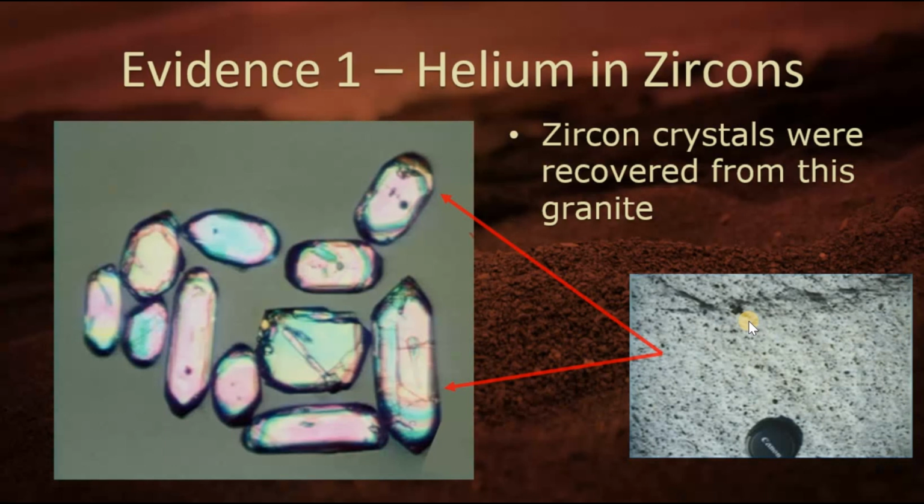So the zircon crystals were recovered from this granite, and there's a picture of the zircon crystals on the left. Now, zircon crystals are very small, and you have to use a microscope to see them. These zircon crystals are about 60 microns in length. A micron is a millionth of a meter, okay? And a germ is 1 micron, so this is 60 times the width of a germ. Very small.